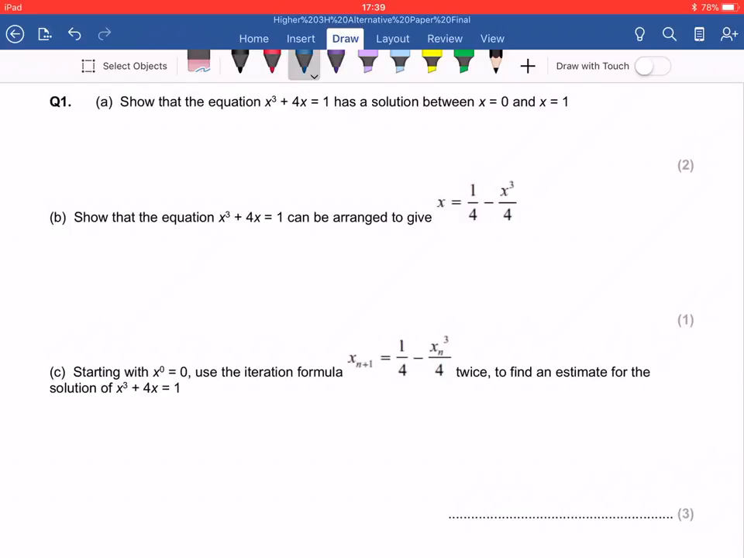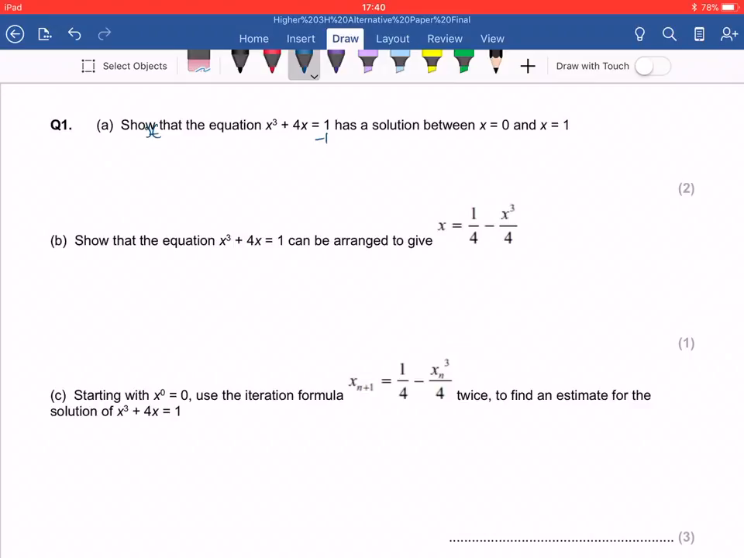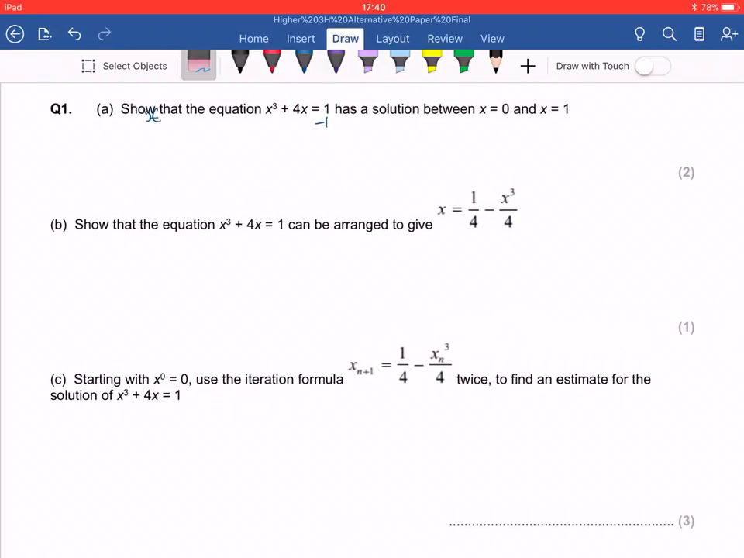We said I want to make it equal to 0, so I'm going to take away 1 from both sides. I'm going to rearrange, make this equal to 0. So if I do that on both sides, I'm going to get x cubed plus 4x minus 1. And we'll call this f of x. Great. So now I want to work out f of 0.